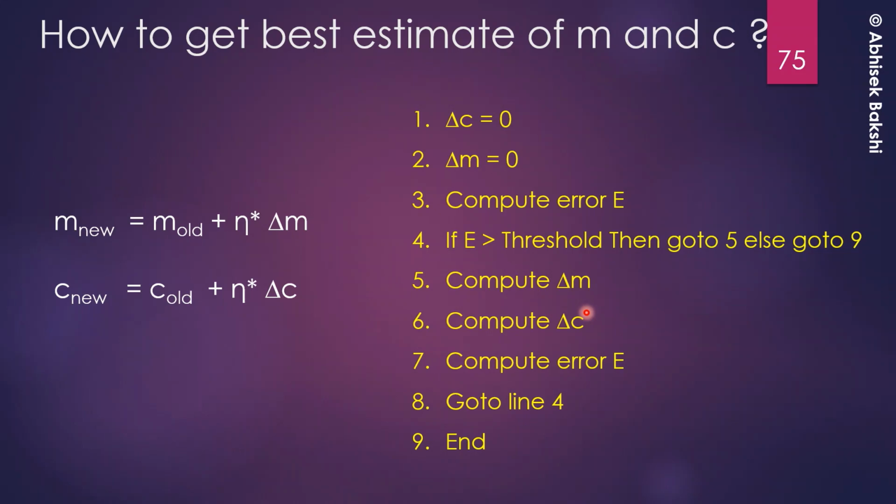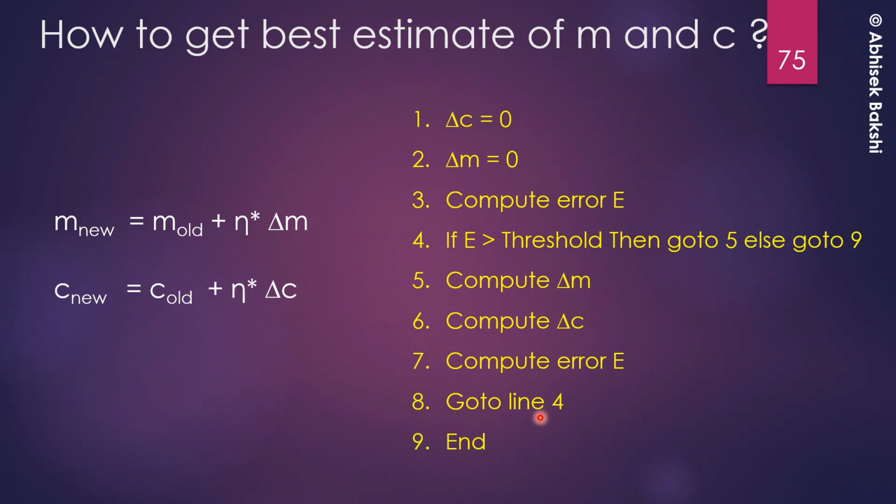It's just that you have to calculate with respect to the data and the predicted value. Then you will compute the error, and then again you see line 4. Line 4 means checking if the error e is greater than the threshold or not. If it is again greater than the threshold, again delta m and delta c will be computed, the error will be computed, and once this criterion becomes false, it will not go to line 5, it will come into the else part and go to line 9. Line 9 means it ends. So your learning is completed, and here you have designed a model.